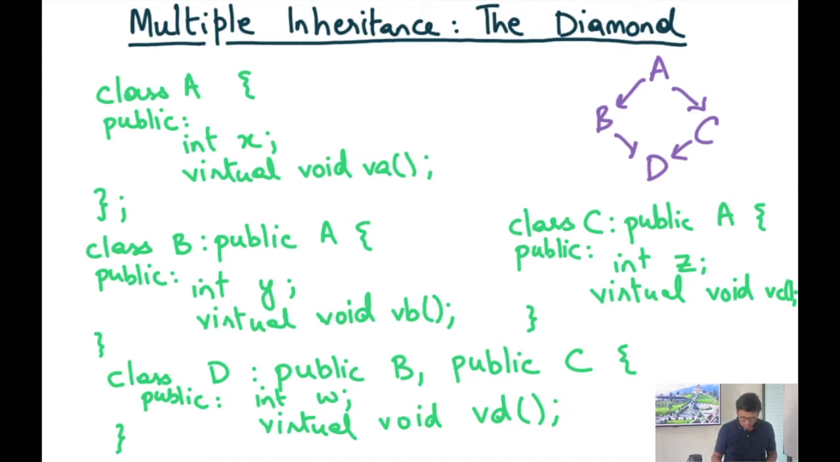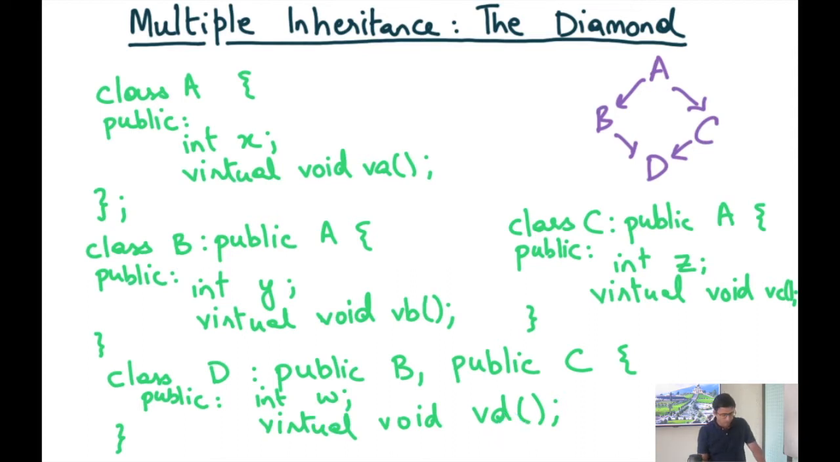First of all, in C++, this is the code that you would need to write to construct such a diamond structure. For example, you declare a class A, which has a field X and a virtual function VA. Then you would declare a class B, which derives from A and has Y and VB, and class C that also derives from A and has Z and VC. And then class D, which derives from both B and C. This is multiple inheritance. And then it has a field W and a virtual function VD.